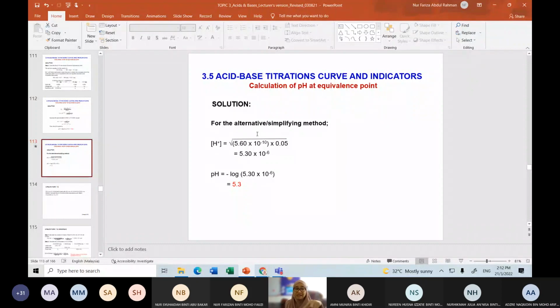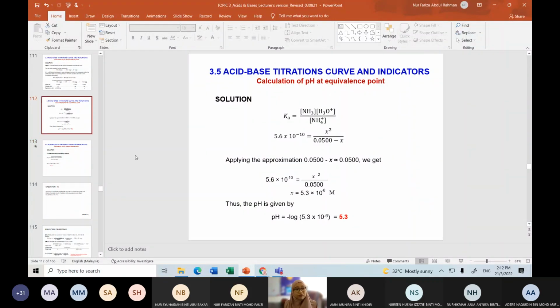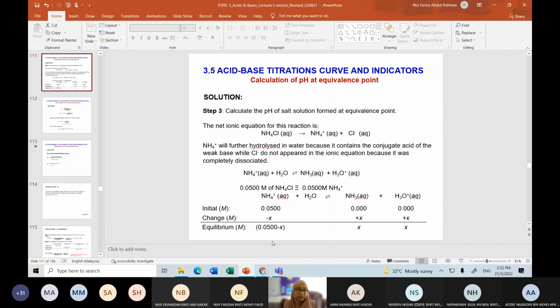We can just simply insert into the formula: concentration of H3O+ is equal to the square root of Ka times C. As simple as that. Okay, so if you are using this simplifying assumption, you can also have the ICE table. It doesn't mean that if you use this alternative method, you cannot use the ICE table. No, the ICE table is the general method, you may use it.